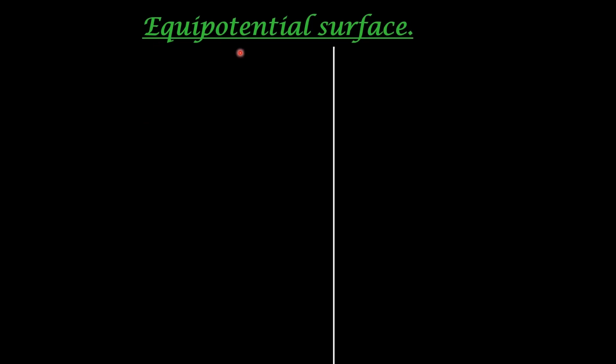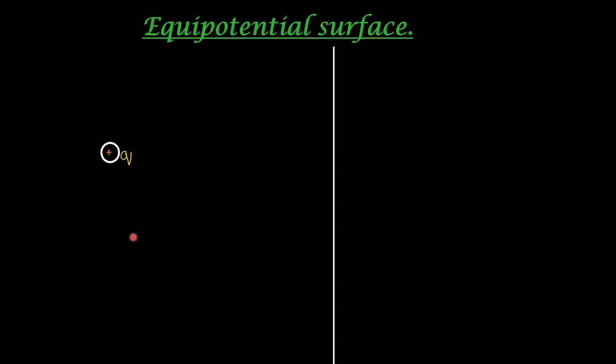Equipotential surface. As the name suggests, it is a surface where the potential is equal. Equi means equal. What is the condition to be satisfied for a surface to be an equipotential surface? In order to understand this, we will consider a point charge at a location. We have considered a positive point charge. Let Q be the magnitude of the charge.